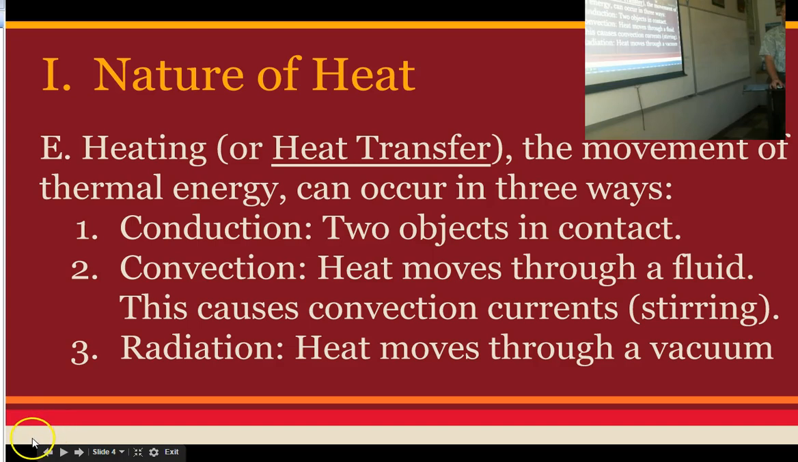Okay, take a moment to write that down. So thermal energy moves in the process of heating something from a higher source of heat to a lower source of heat. And it can move three ways. Thermal energy can move three ways. By touching something, two objects in contact with each other can pass thermal energy from one object to another.